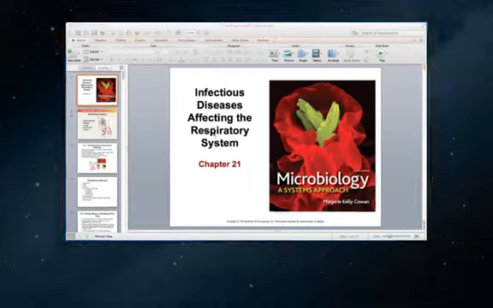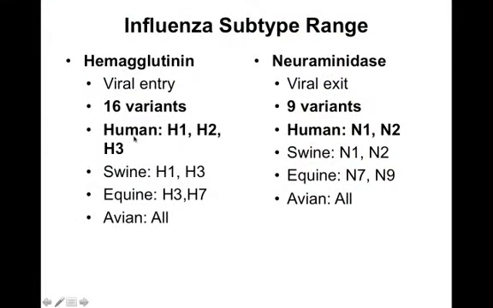So hemagglutinin, again, is used for viral entry. There are about 16 different variants. Of those variants, H1, H2, and H3 can infect humans, but you can also see down here that H1 and H3 can infect swine. So this is where pig flu came from. It was a flu that originated in pigs, but because it has a hemagglutinin that is compatible with humans, it was able to infect us.